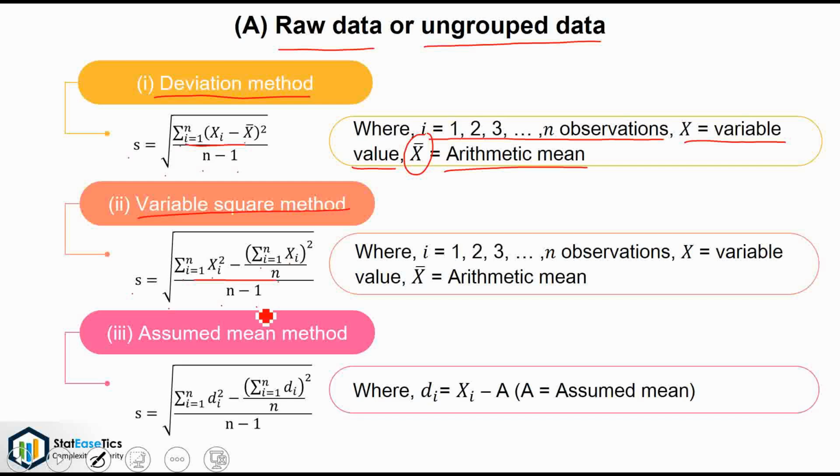And according to assumed mean method, standard deviation is equal to square root of (summation i = 1 up to n di square minus (summation i = 1 up to n di) square divided by n) whole divided by n minus 1, where di is equal to xi minus a and a is equal to assumed mean.